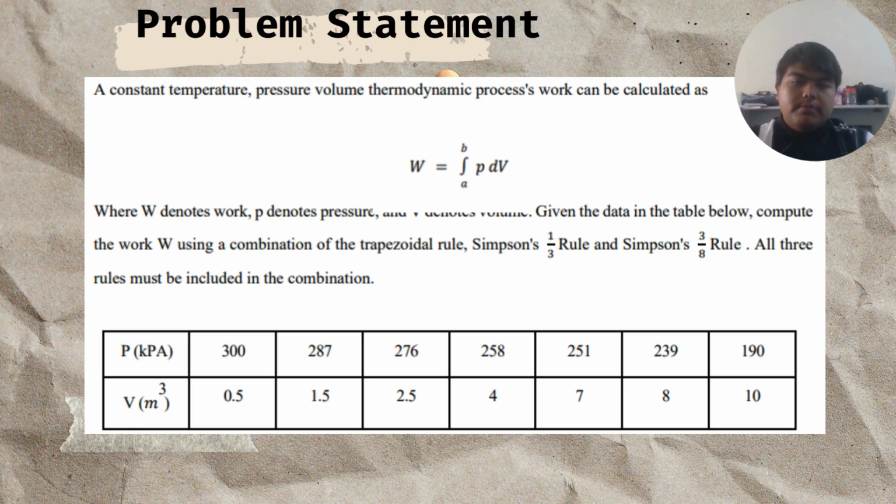Given the data in the table below, compute the work. W is a combination of the trapezoidal rule, Simpson's 1/3 rule, and Simpson's 3/8 rule. All three rules must be included in the computation. Pressure P in Pascal: 300 at a volume of 0.5 cubic meters, 287 at 1.5 cubic meters, 276 at 2.5 cubic meters, 258 at 4 cubic meters, 251 at 7 cubic meters, 239 at 8 cubic meters, and 190 at 10 cubic meters.